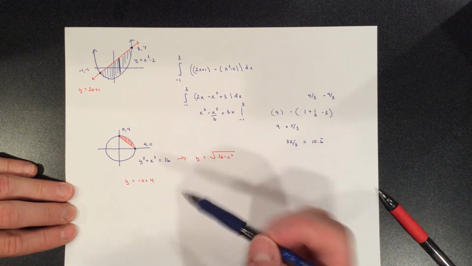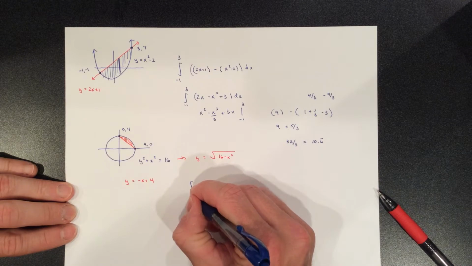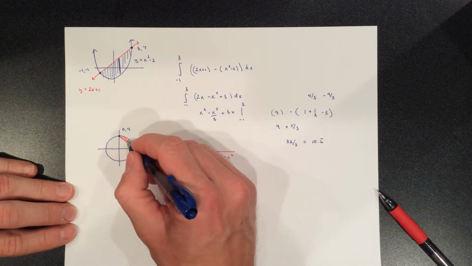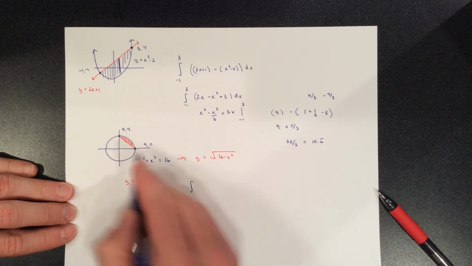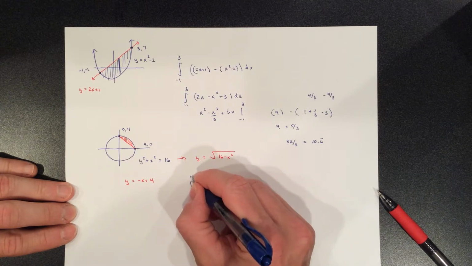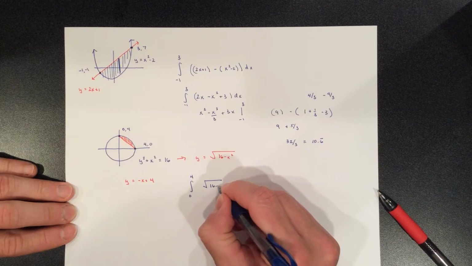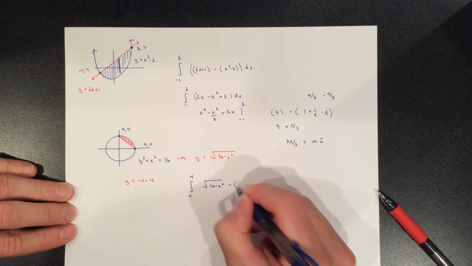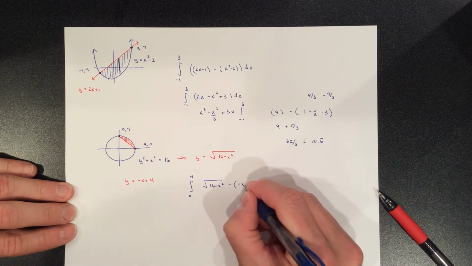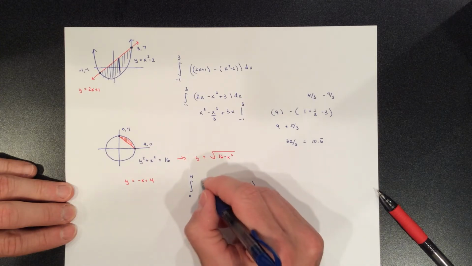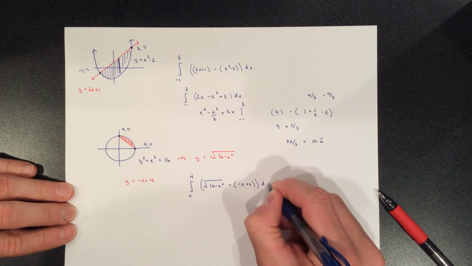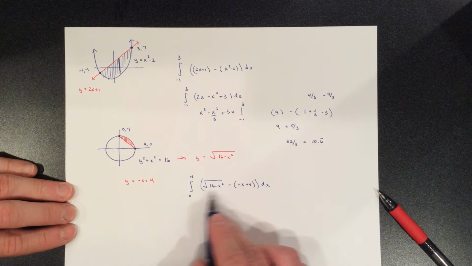Okay, so what are we going to do? We're going to sum up all these rectangles. We're going to sum them up from 0 to 4 of the top curve, square root of 16 minus x squared, minus the bottom curve. Make sure you use parentheses, negative x plus 4. And it's going to turn out you're lucky on this one. You can't do this integral yet.